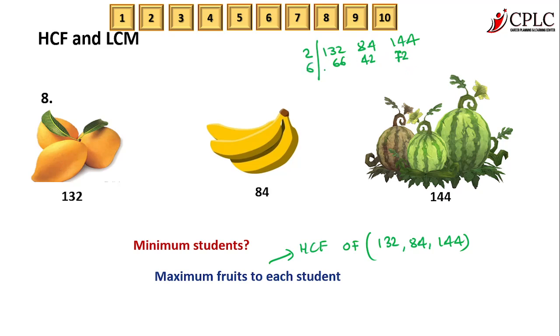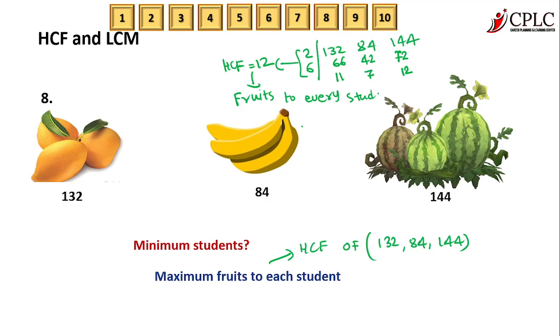All these numbers are divisible by 6. 11, 7, and 12. Now, 11, 7, 12 are not divisible by any particular number, so we'll stop here. So clearly, the HCF becomes 12. So now this means we have to give 12 fruits to every student, basically.